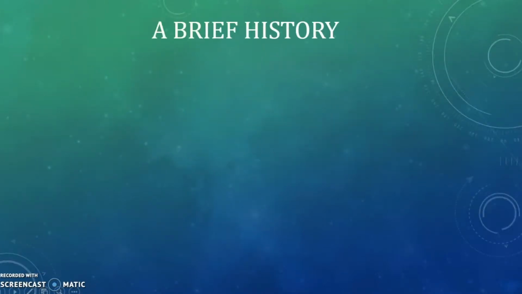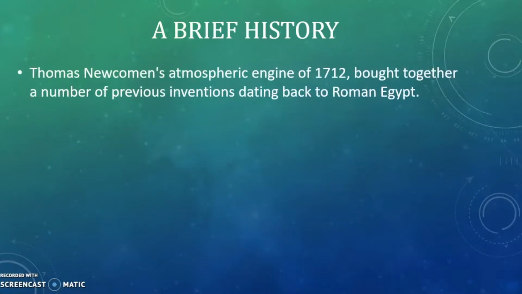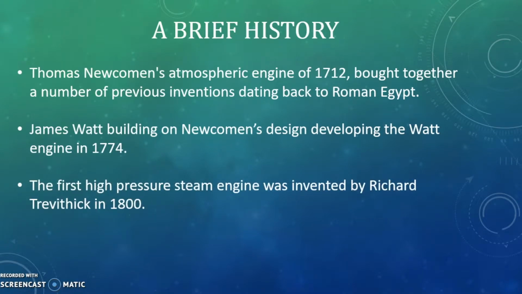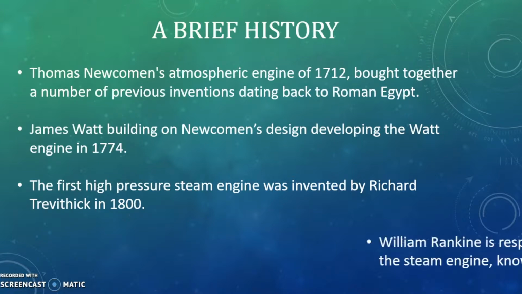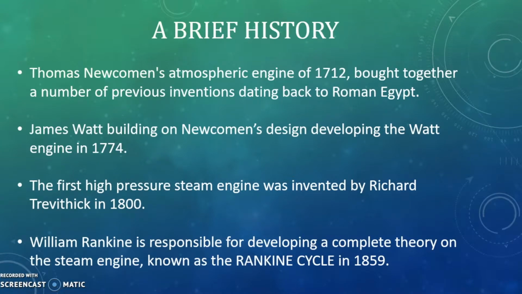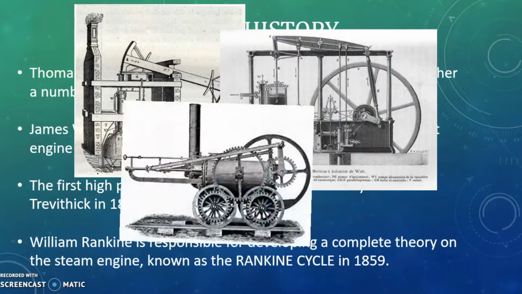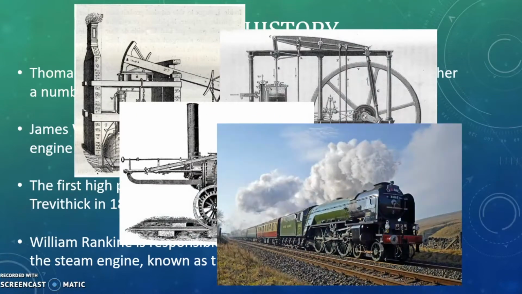A brief history. Newcomen's atmospheric engine of 1712 brought together a number of previous inventions dating back to Rome and Egypt. Watt, building on this, developed the Watt engine in 1774. The first high-pressure steam engine was invented by Richard Trevithick in 1800. William Rankine is responsible for developing a complete theory on the steam engine, known as the Rankine Cycle, in 1859.